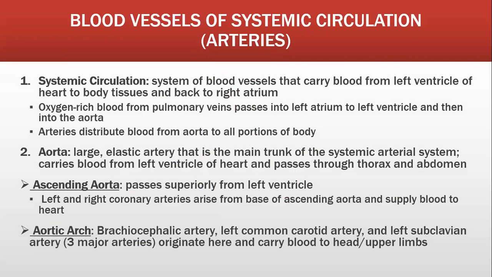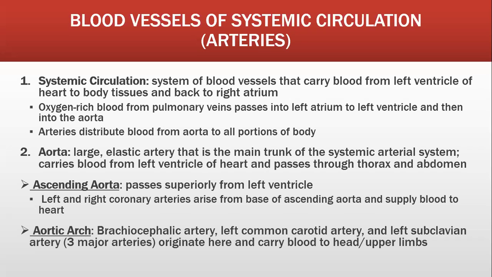So, blood vessels of systemic circulation. When we say systemic, it means carrying blood through the body system. It is a system of blood vessels that carry blood from the left ventricle of the heart to the body tissues and back to the right atrium. The oxygen-rich blood from the pulmonary veins passes into the left atrium to the left ventricle and then into the aorta. Always remember, the only vein that carries oxygen-rich blood is the pulmonary vein. Arteries distribute blood from the aorta to all portions of the body.